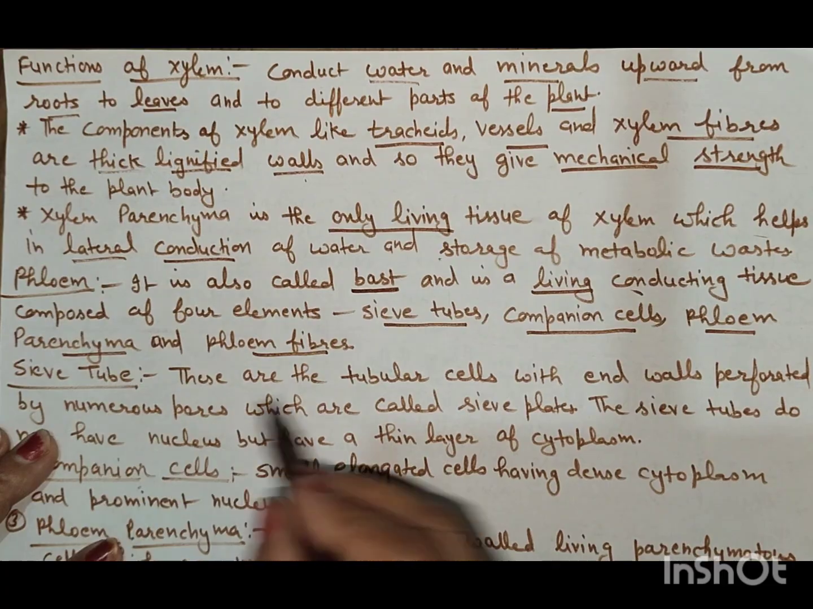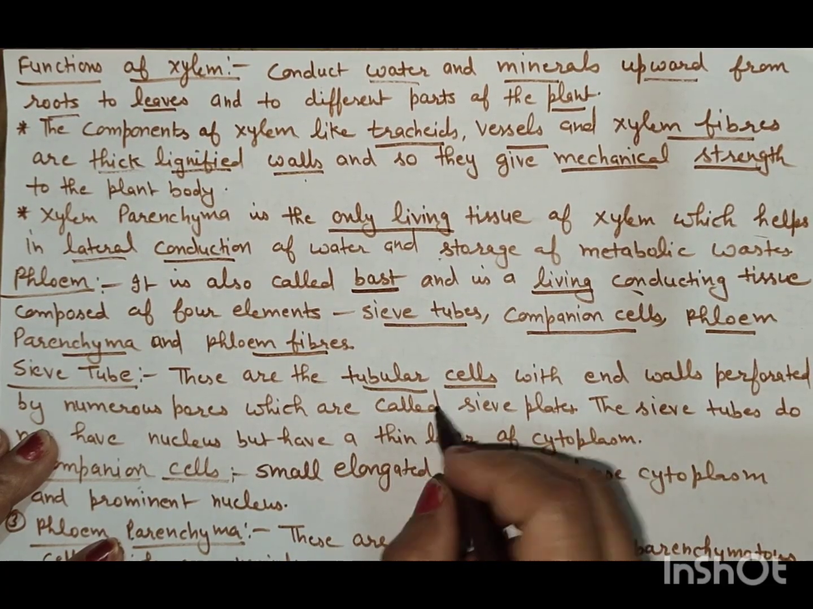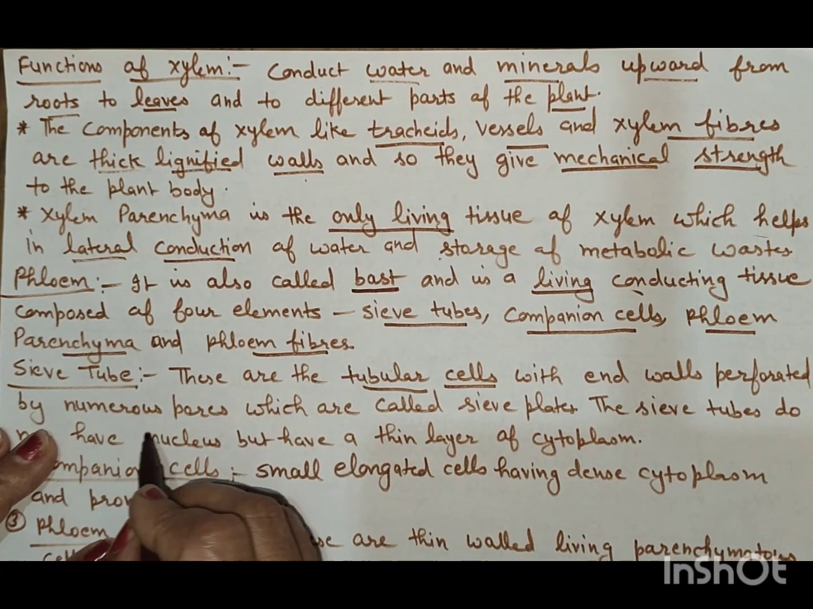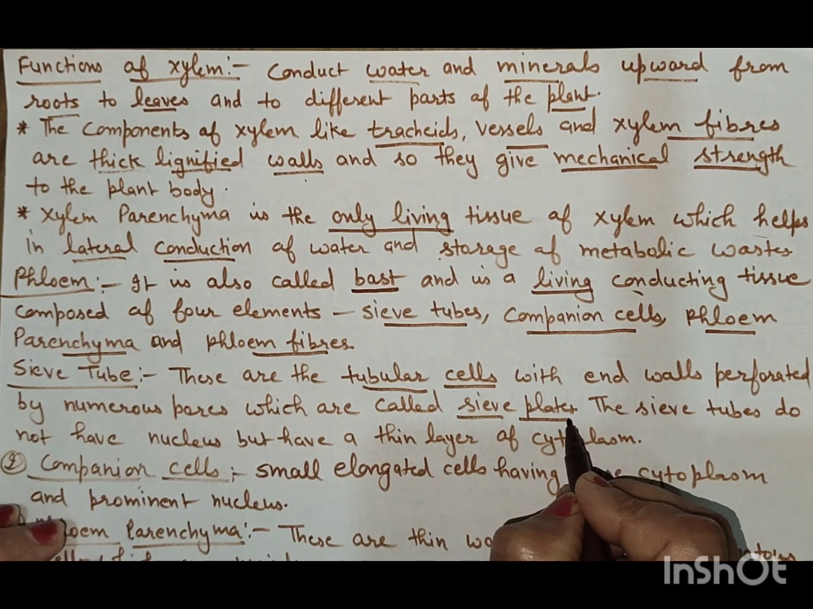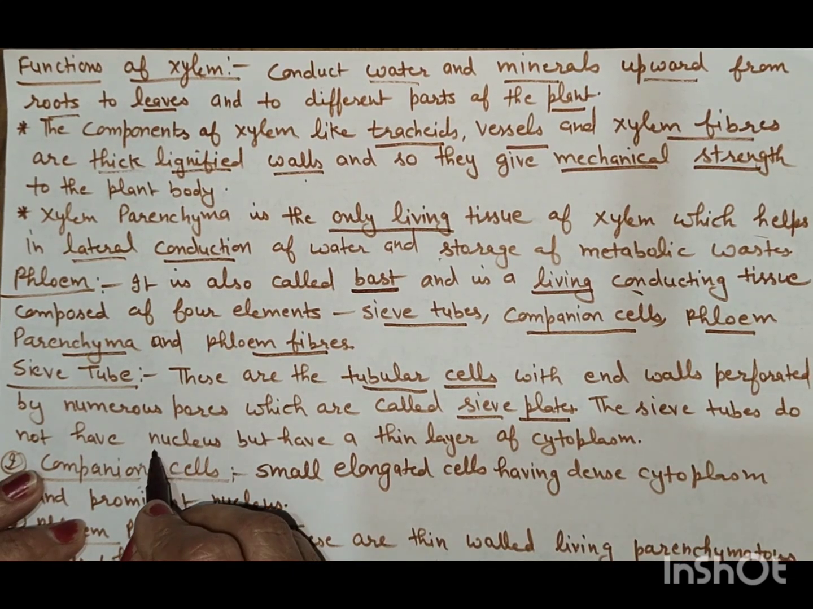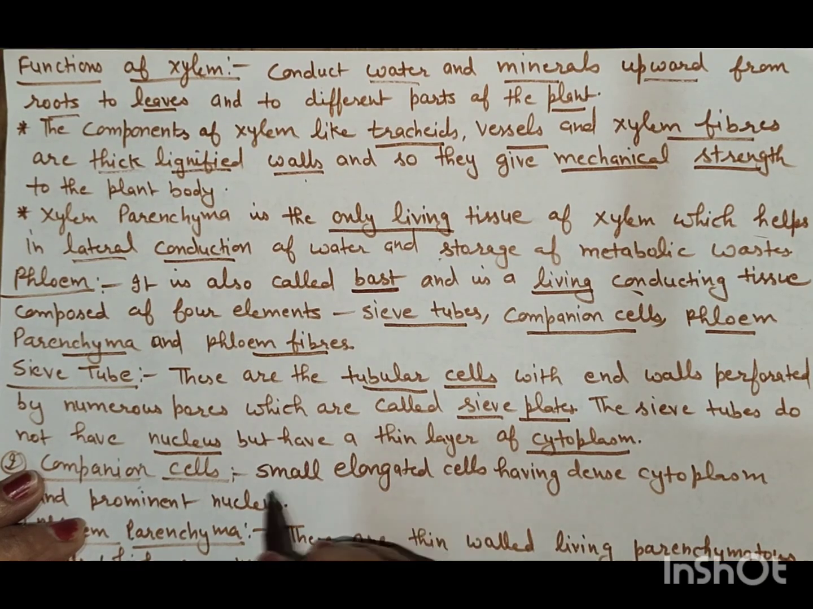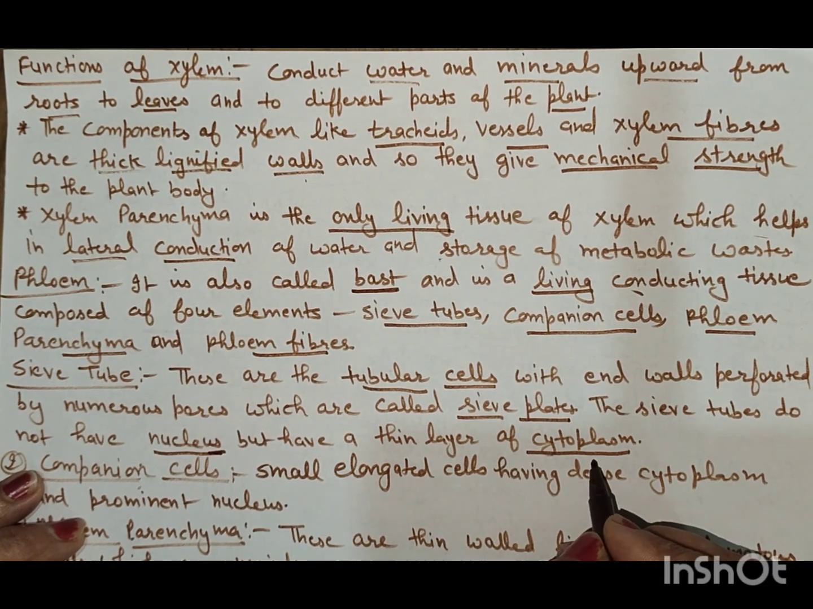Sieve tube. These are tubular cells with end walls perforated by numerous pores, which are called sieve plates. The sieve tubes do not have a nucleus but have a thin layer of cytoplasm. They are non-nucleated but have a thin layer of cytoplasm.